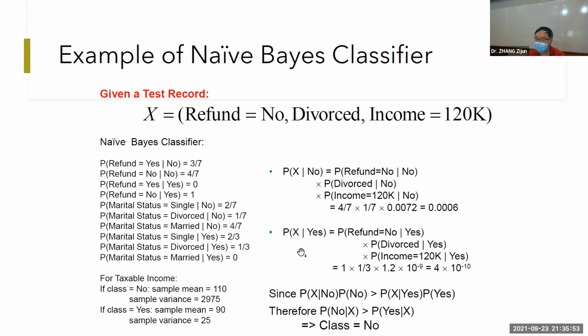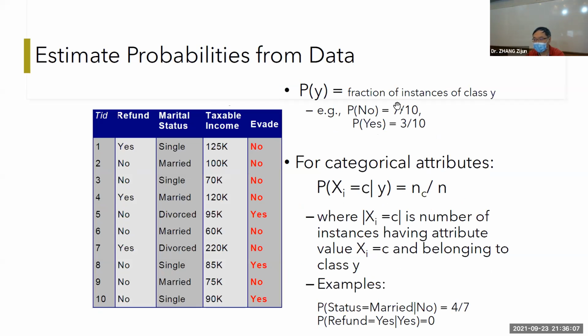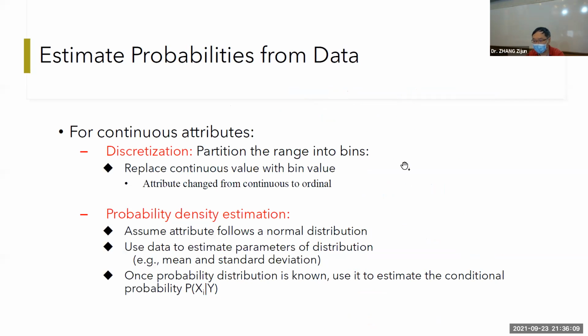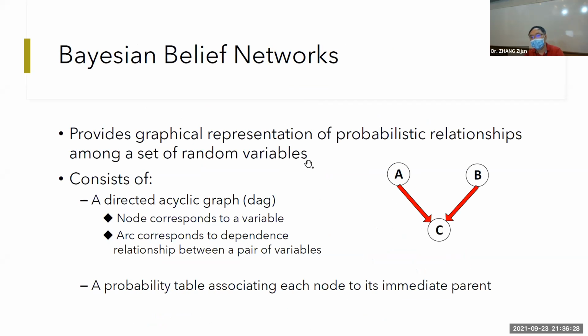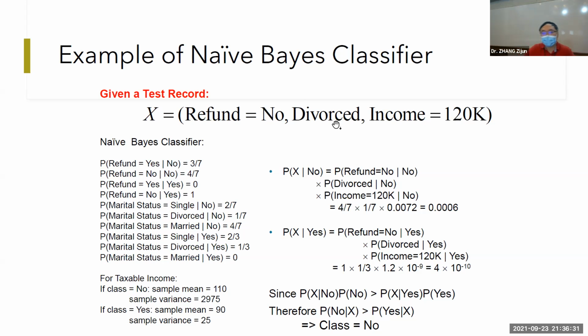Then we compute the multiplication of P(X | no) multiplied by P(no), that means evade equal to no. And what is P(no)? It's 7/10, and P(yes) is 3/10, right? So here we will know that this term has a larger value, so the class is equal to no. All right, so that finishes the naive Bayes classifier here.